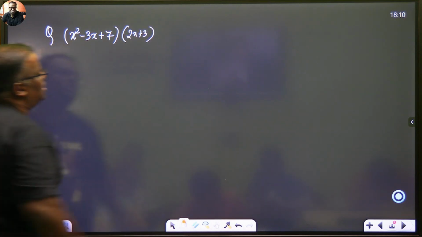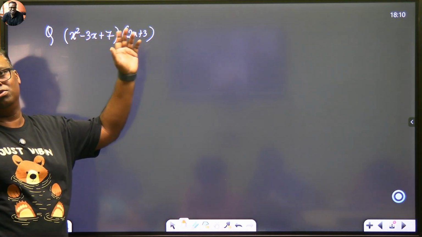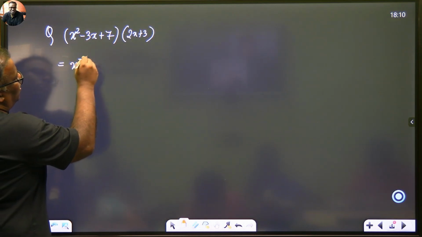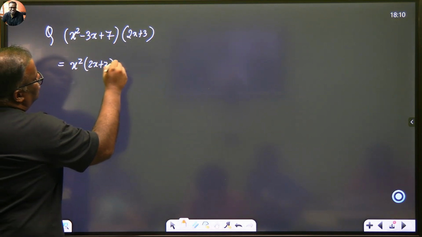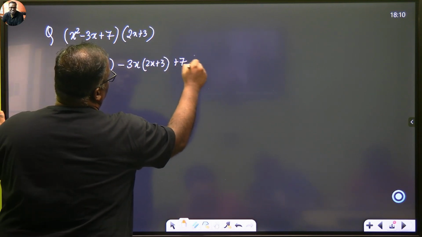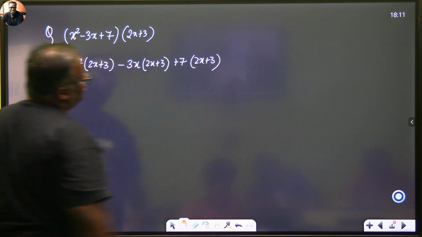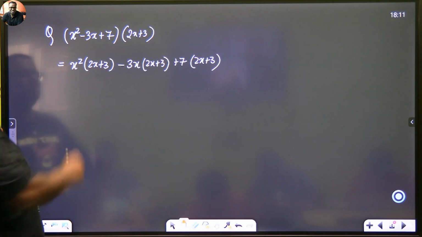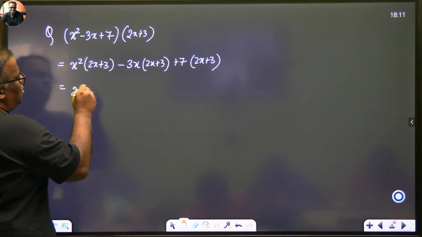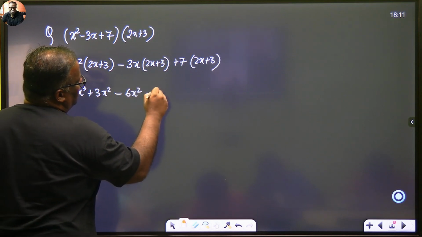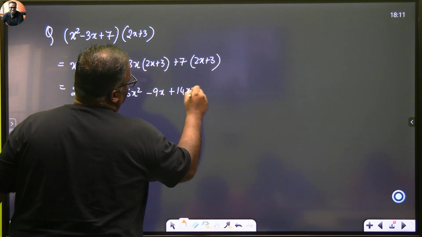So first of all, just jumble it up. It makes more sense to multiply this with this. Even you can go with this one also. So our next step would be the x square will raid the bracket of 2x plus 3, comes out with minus 3x raids the bracket of 2x plus 3, and then the 7 goes and raids the bracket of 2x plus 3. Is this fine, Yadu? You could have done with this also, but again, it's all the same. So let's open it up now. This becomes 2x cubed plus 3x square minus 6x square minus 9x plus 14x plus 21.